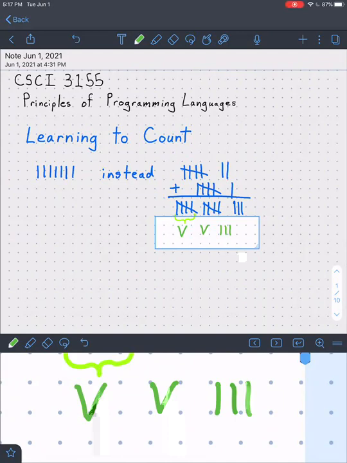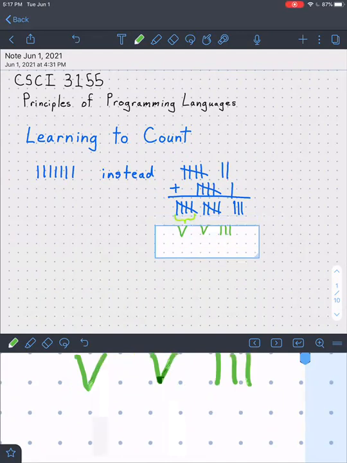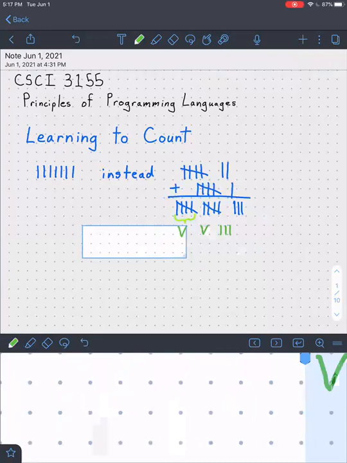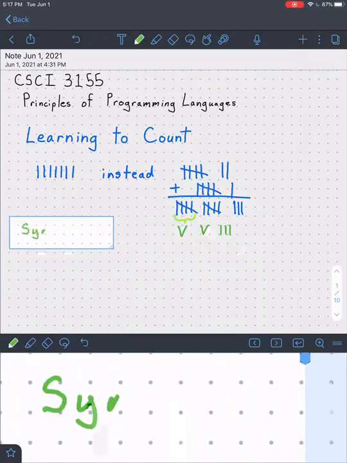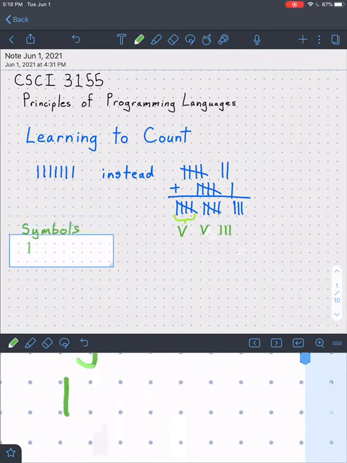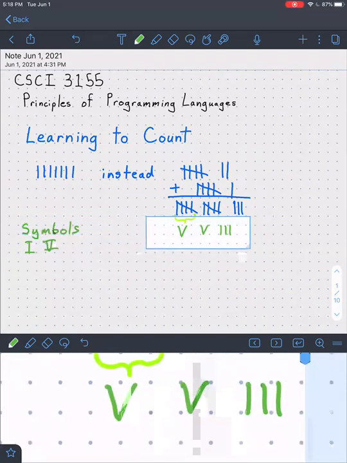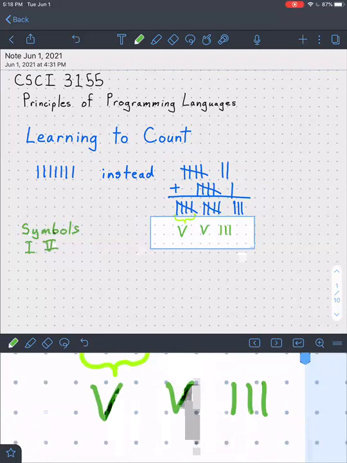Yeah, V and a tally, right? So the V's are symbols. We'll actually make a little chart over here. Symbols. We have 1 and we have the V. Now, again, let's say I'm a successful goat herder. How do we continue to simplify this system?